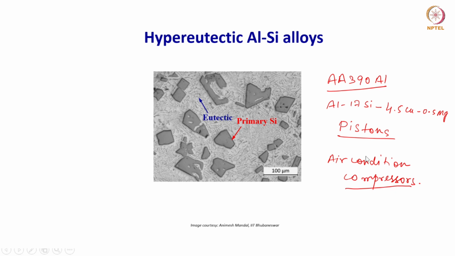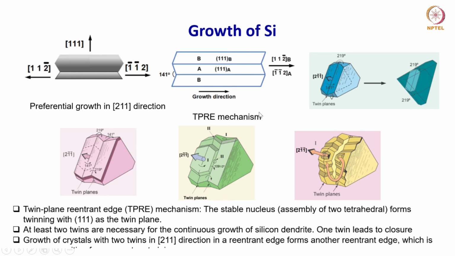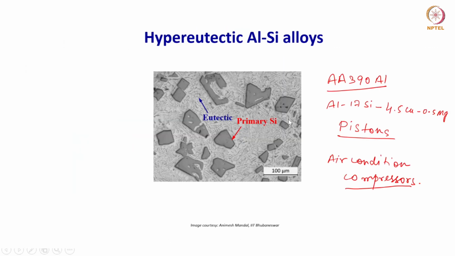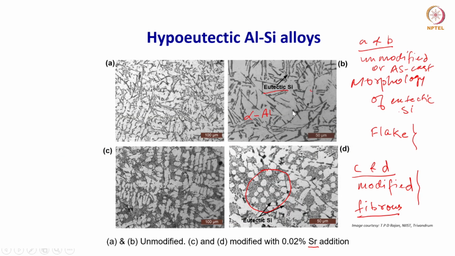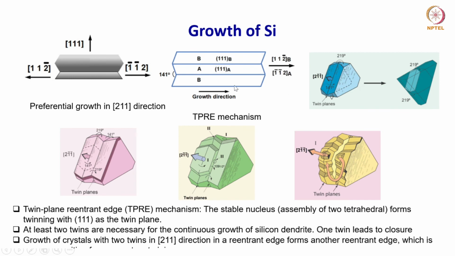And then we talked about the growth mechanism of silicon, as to why it grows in a particular direction. We can understand that with the help of this theory known as the TPRE theory or TPRE mechanism, which talks about growth in a particular direction. Okay. So with the help of that, we could understand why silicon takes this kind of morphology, or why this directional growth occurs in aluminium silicon alloys.